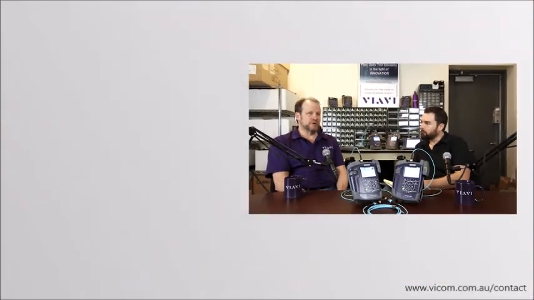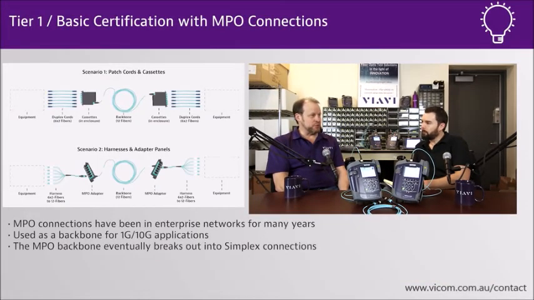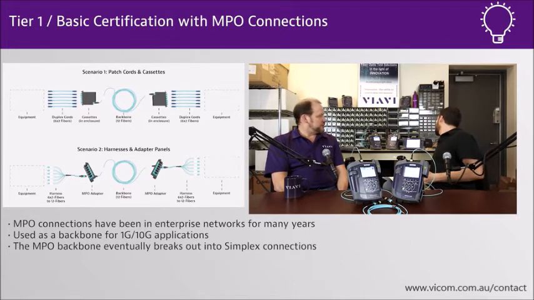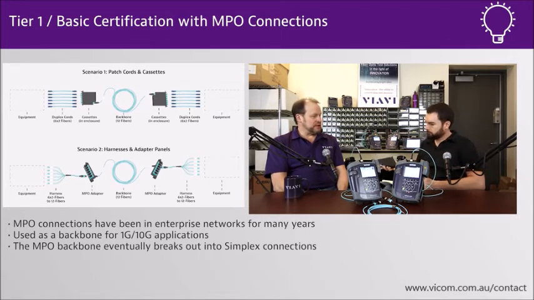Yes, and so MPO really has been in networks for quite some time, and it's been used as a backbone or a trunk. And when you have that backbone or a trunk, then you'll typically have something like a cassette to break down into individual LCs. And that still exists, and in today's world with multi-mode, will get you up to 10 gig. If you start to go beyond 10 gig, then you start to need to have different types of connectors out at the end.